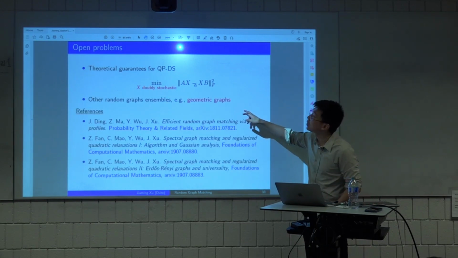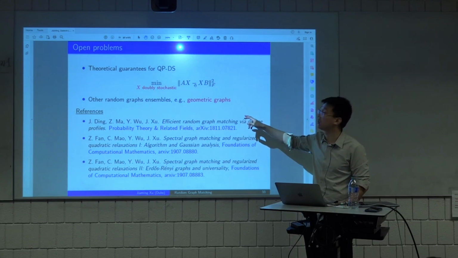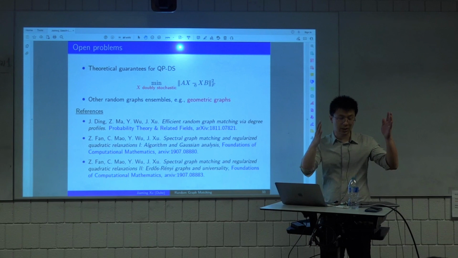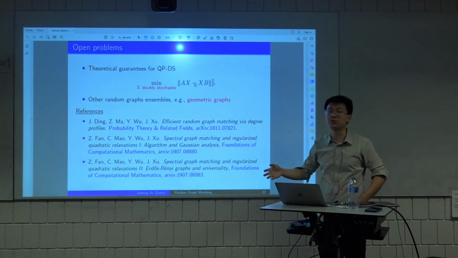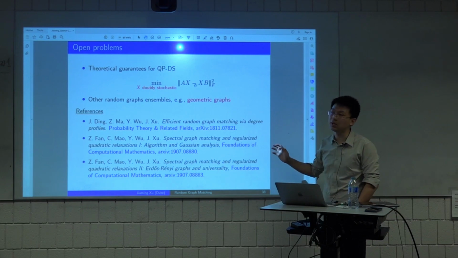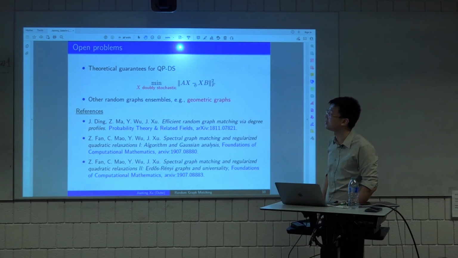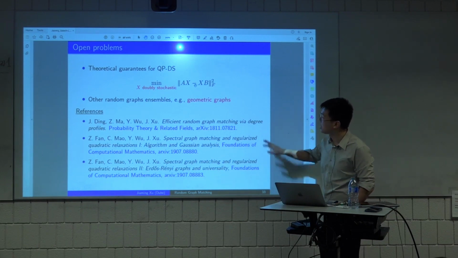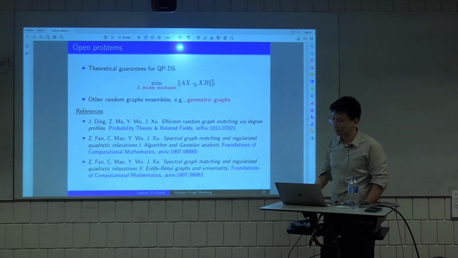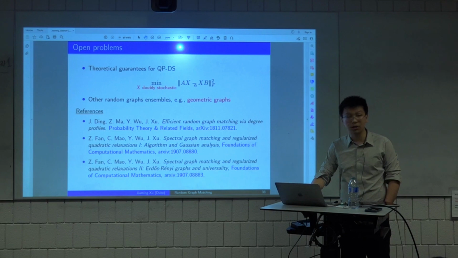There are some other directions you might want to explore. Is there any way that we can go beyond even this independent pairs assumption, for example, to geometric graphs? I think that's also a very hard question. And then here are the references. The talk is mainly based on the last two references. Yeah, I think that's all I want to say.